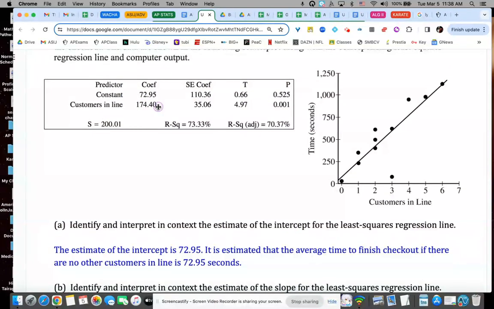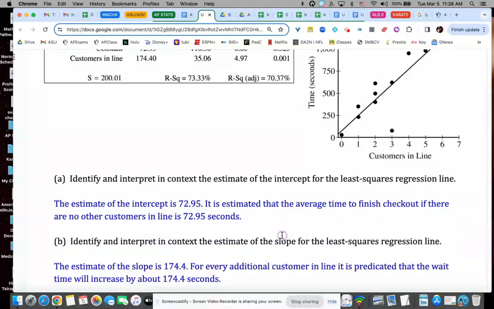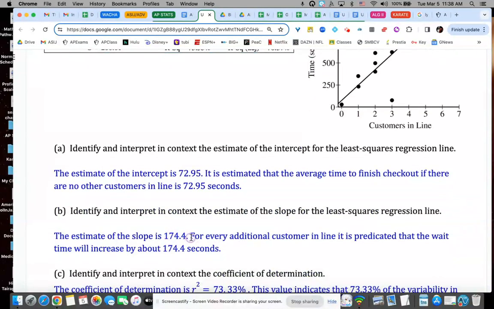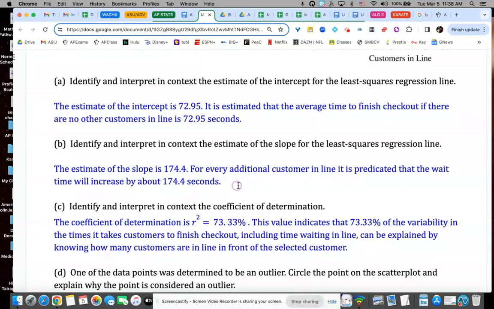You can see here our slope is 174.4. So the model is predicting that for every 1 increase in the number of customers in line, on average, the model predicts that the time that you'll have to wait will increase on average by 174 seconds. That's a few minutes, right? Okay, so there's a couple of different versions there you can read.